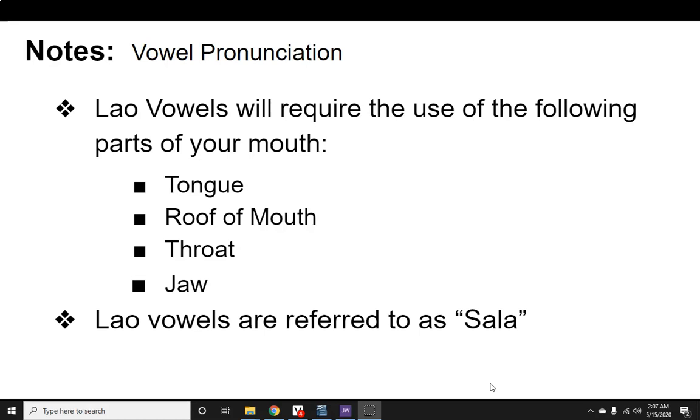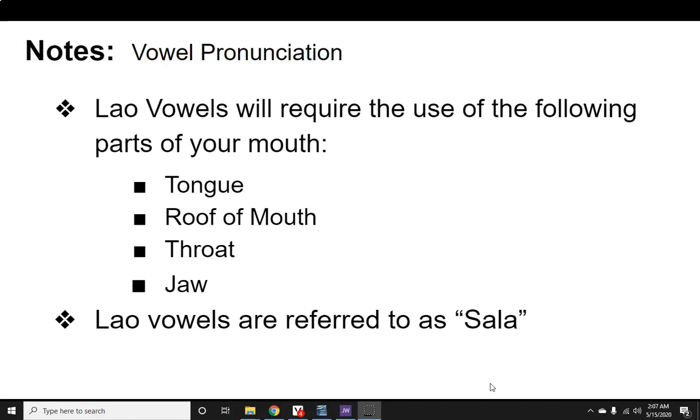We're going to be using our jaw in a little bit different way as well than we use it to pronounce English words. Okay, so we're going to move our jaw around, the bottom part of our jaw, so that we can form sounds using our jaw. It's going to feel a little bit weird, but the more you practice, the better you'll get.